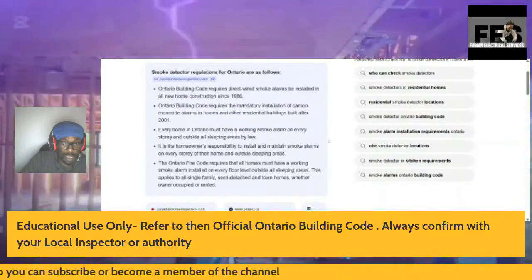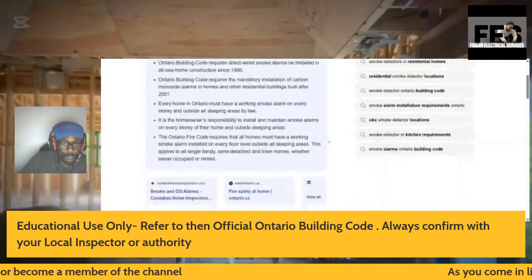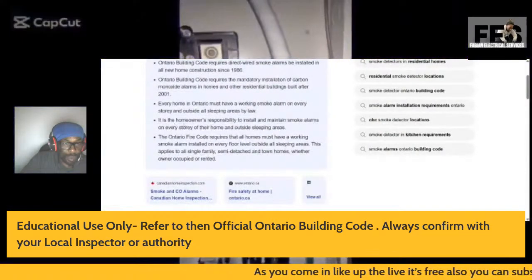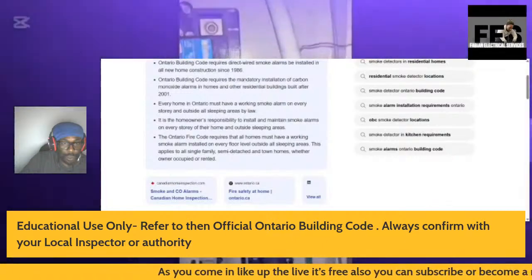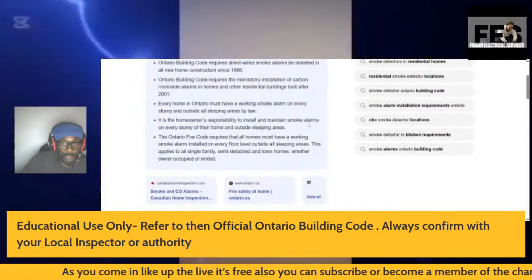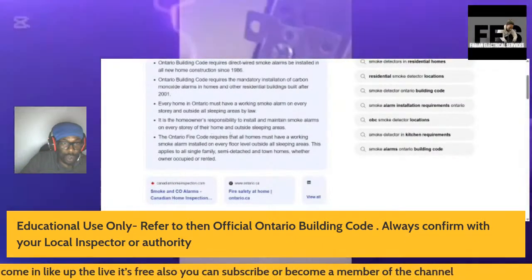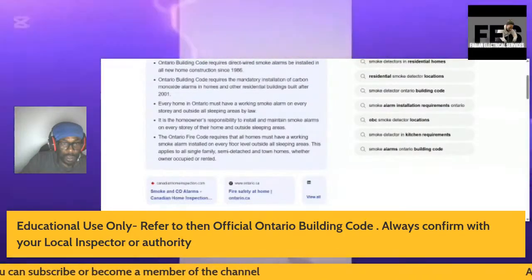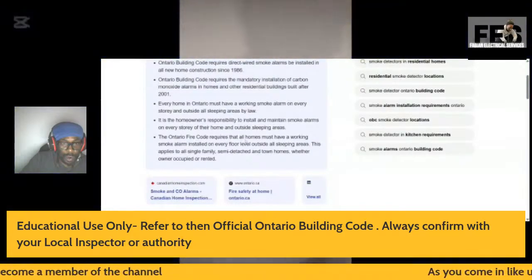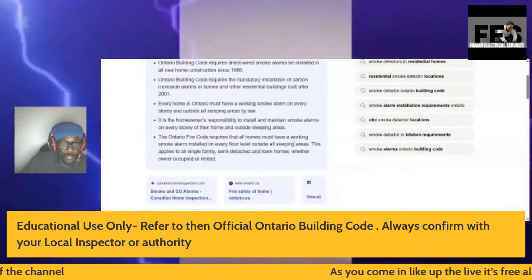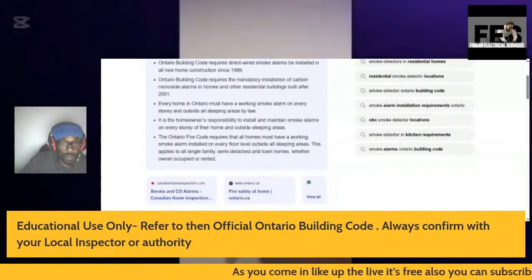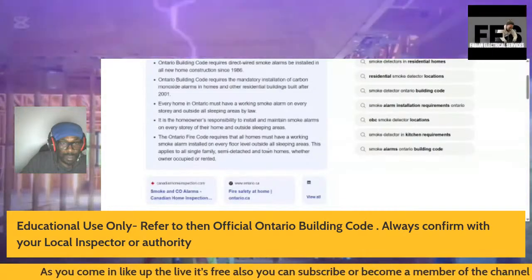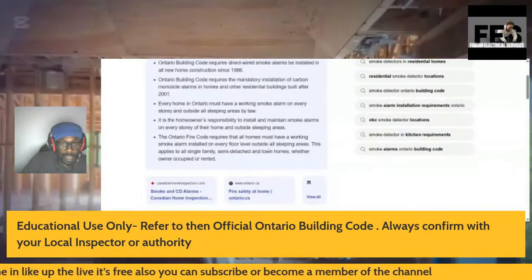I believe that it is the homeowner's responsibility to install and maintain smoke alarms on every story of their home and outside sleeping areas. The Ontario Fire Code requires that all homes must have a working smoke alarm installed on every floor level: single family, semi-detached, and town.